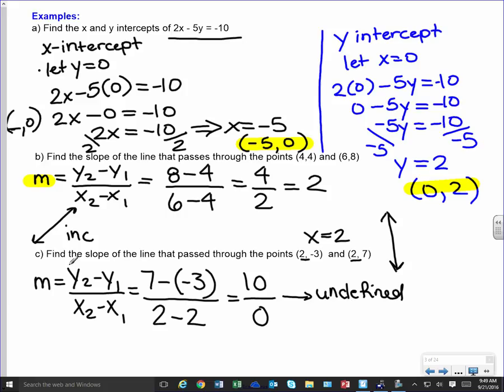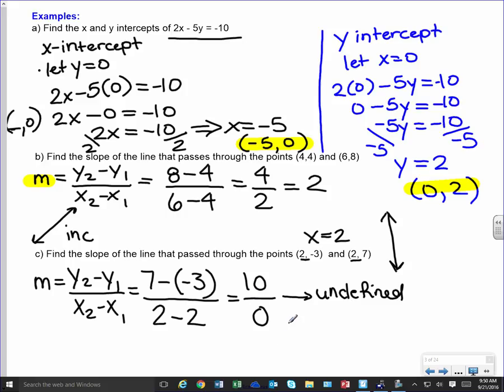Okay, this says find the slope of the line that passed through the points 2, negative 3, and 2, 7. Now you'll notice in this one that x is actually the same in both of these. So let's see how that plays out when we plug this in. The y values here, we get 7 minus a negative 3, and then 2 minus 2. So I get 10 over 0.